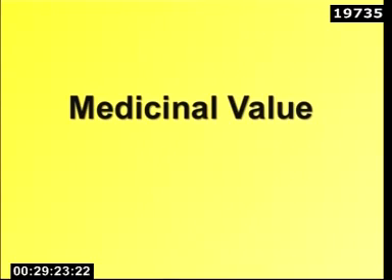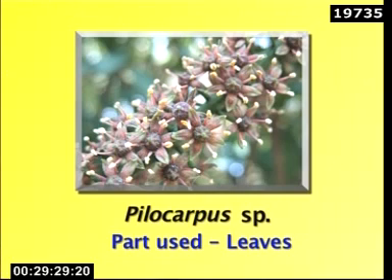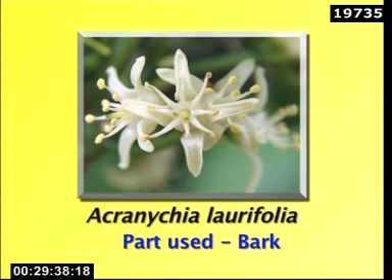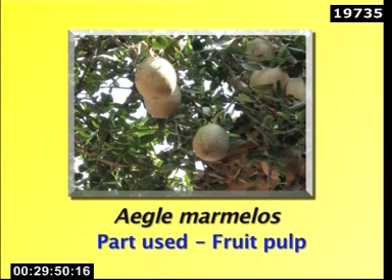The plants of family Rutaceae also have a medicinal value. Several species are medicinally important, such as Pilocarpus, which is the source of pilocarpine, a drug used to treat glaucoma. Acronychia laurifolia is used in the form of a poultice from its bark and is applied on sores and ulcers. From Aegle marmelos, fruit pulp is a mild laxative, whereas its roasted fruits are used against diarrhea and dysentery, and its roots and stem bark in intermittent fever.